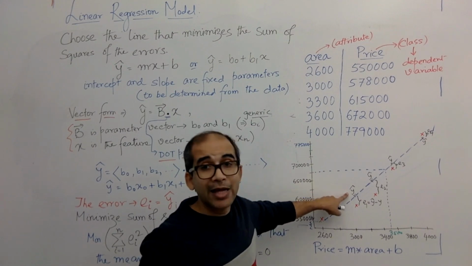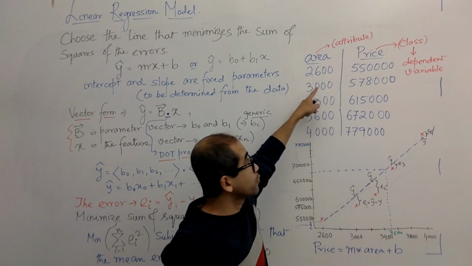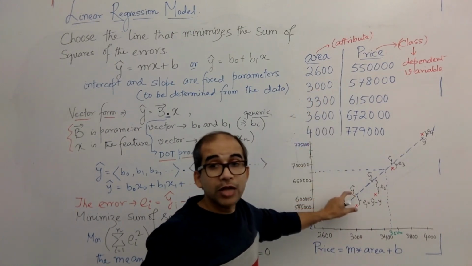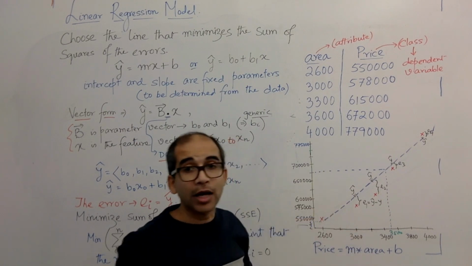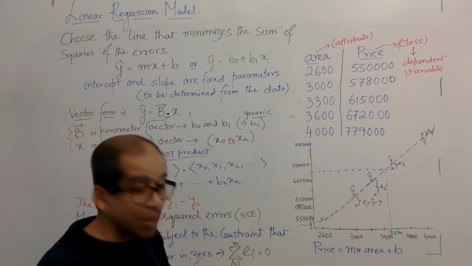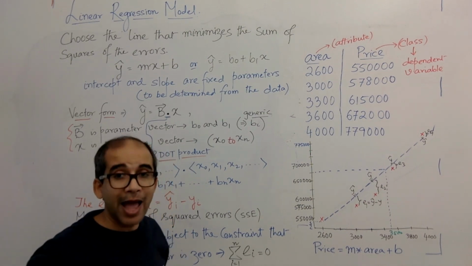which is basically, let's say, y hat or y cap. So there is a difference between the actual value, which you find from the data itself, and the predicted value, which is here. We call it E1 or error 1. So it's y hat minus y. This difference is the difference between the predicted value and the actual value.